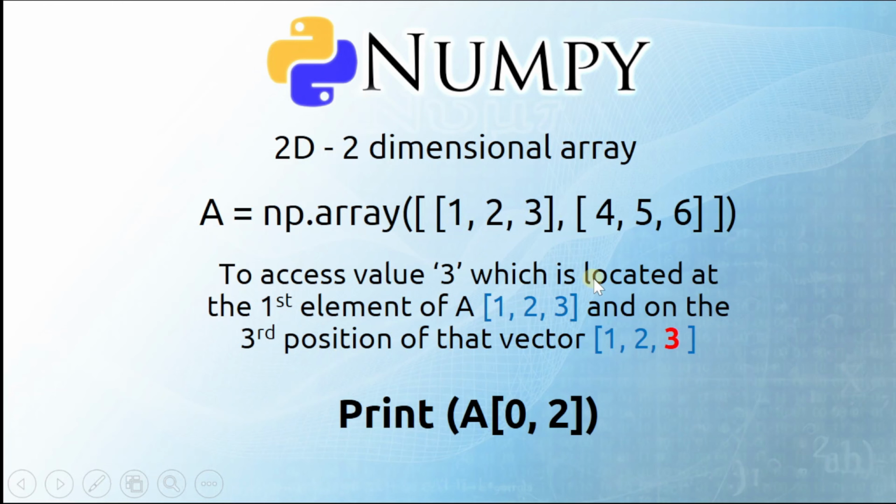To access value 3, which is located in the first element of A, namely 1, 2, 3, and at the third position of the vector, you print A[0][...]. A[0] alone will give you 1, 2, 3. Then 3 is at which index? You have 0, 1, 2. At index 2, it will give you 3. So print A[0][2] equals 3.